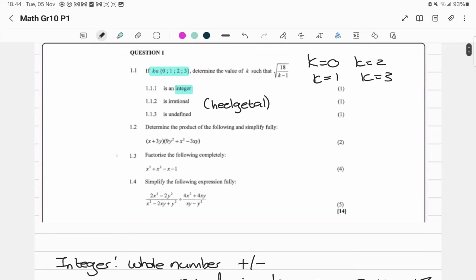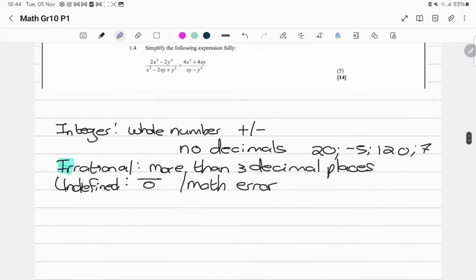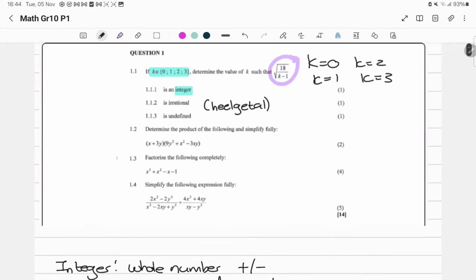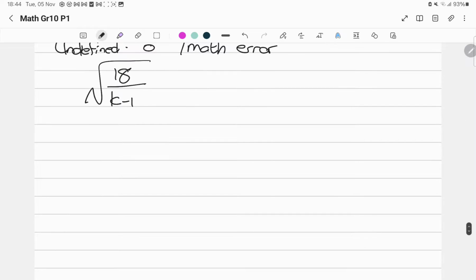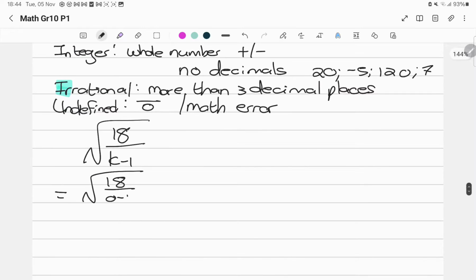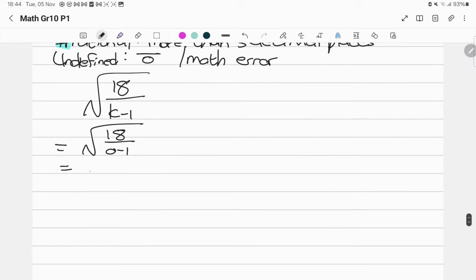So now we go back to our question and look at the formula they gave us. I have the square root of 18 over k minus 1. Now remember, your k can only be 0, 1, 2 and 3. So let's substitute it. In my first one, I'm putting 0 minus 1 at the bottom, and if I calculate this it is going to give me the root of negative 18, which I know is going to give me a math error.